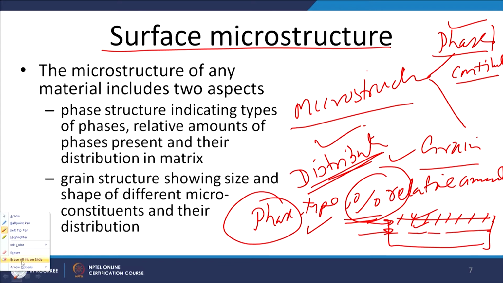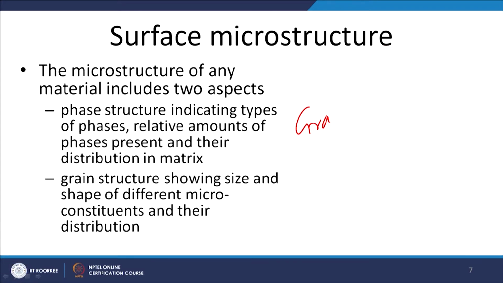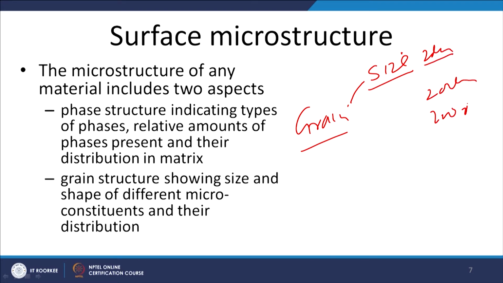Second aspect is the grain structure or the grains. So, the grain structure consists of three components again, the size of the grains, whether it is just 2 micrometer or 20 micrometer or 200 micrometer. So, this is about the average size of the grains, because every microstructure will have constituents of different sizes. So, we will be looking for the average size of the grain. How we will measure the average size, that we will talk subsequently.